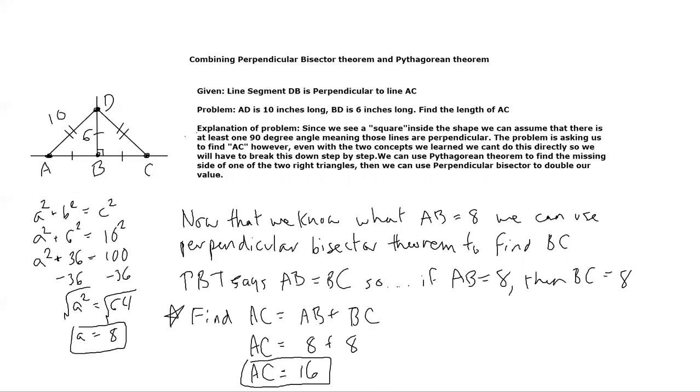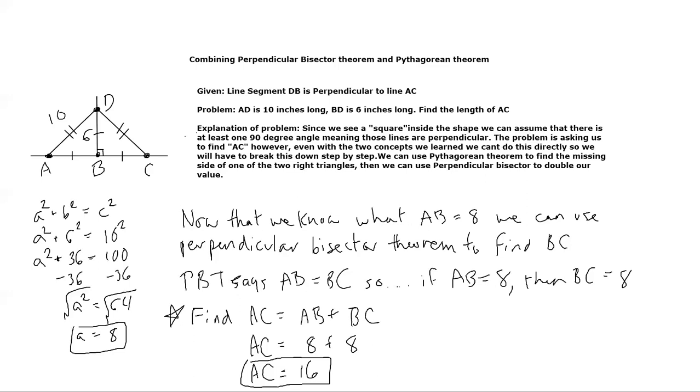All right, now I have an explanation of the problem here. Since we see a square inside the shape, we can assume that there's at least one 90-degree angle, meaning that the lines are perpendicular. That's just explaining the given. The problem is asking us to find AC. However, even with these two concepts we learned, we cannot do this directly. So we will have to break this problem down step by step. We can use the Pythagorean theorem to find the missing side of one of the two right triangles. Then we can use perpendicular bisector to double our value.